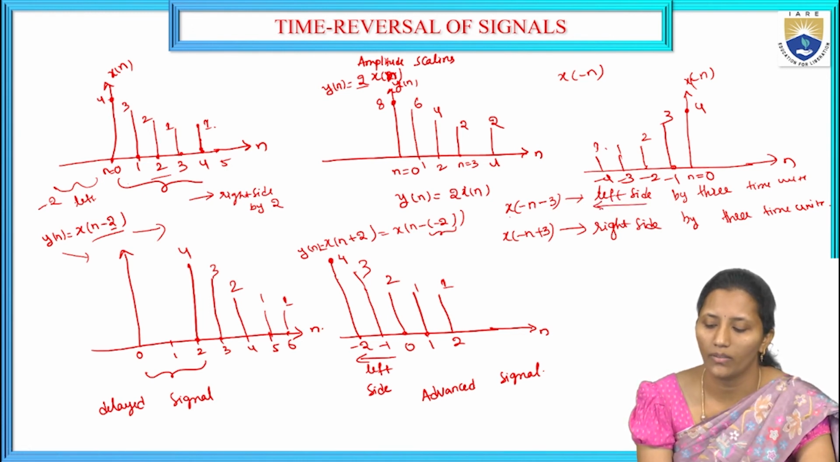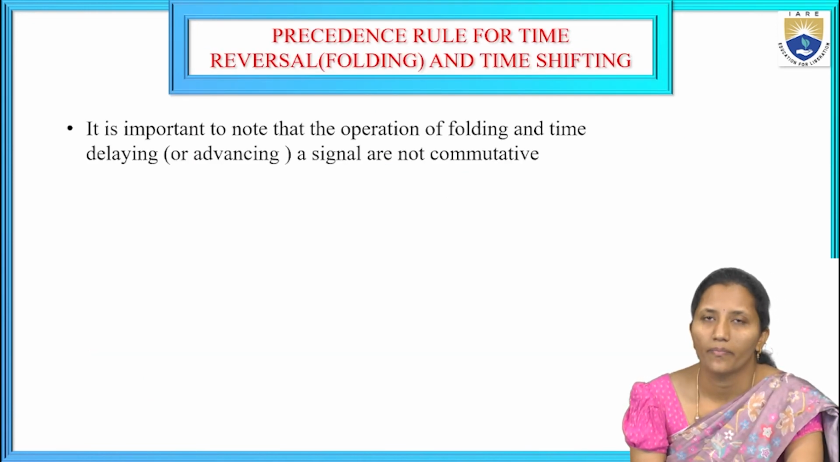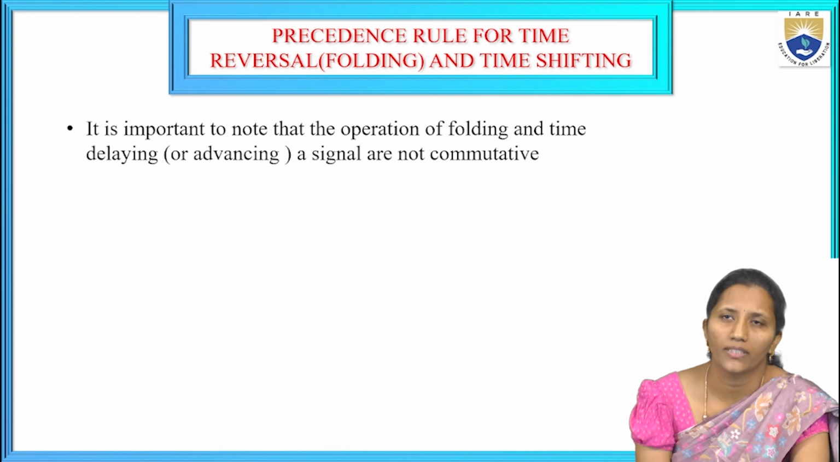Here we are going to get the advanced version for x of minus n minus 3, and for x of minus n plus 3, we are going to get the delayed version. So here, the preceding rule for time reversal and time shifting. It is important to note that the operations of folding and time delaying a signal are not commutative.